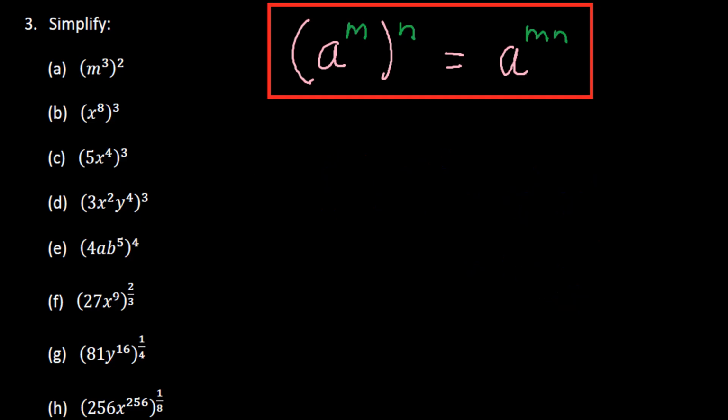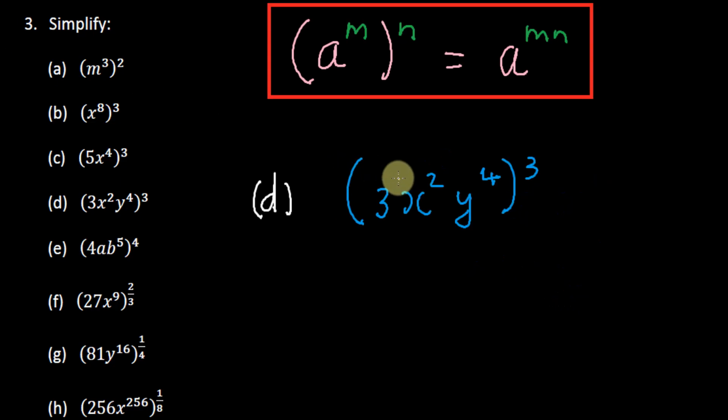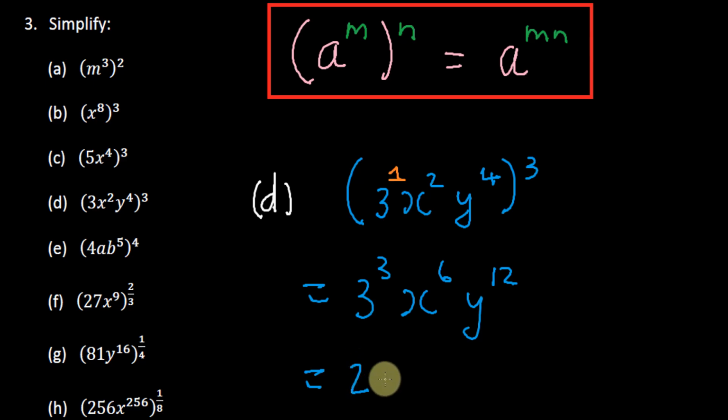Let's look at D. Important to note that the 3 here has a power of 1 that we don't write. Then, using this exponential law, we can multiply the powers. So it's 3 to the power of 1 times 3, so 3 cubed. X to the power of 2 times 3, which is 6. Y to the power of 4 times 3, which is 12. Now we simplify this. We know that 3 cubed is 27.